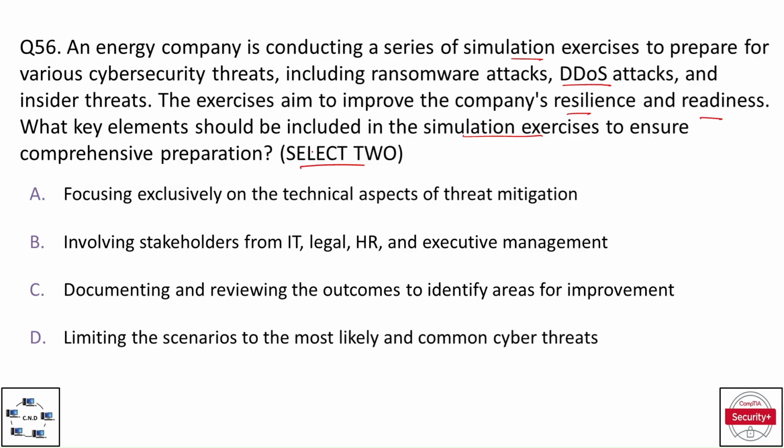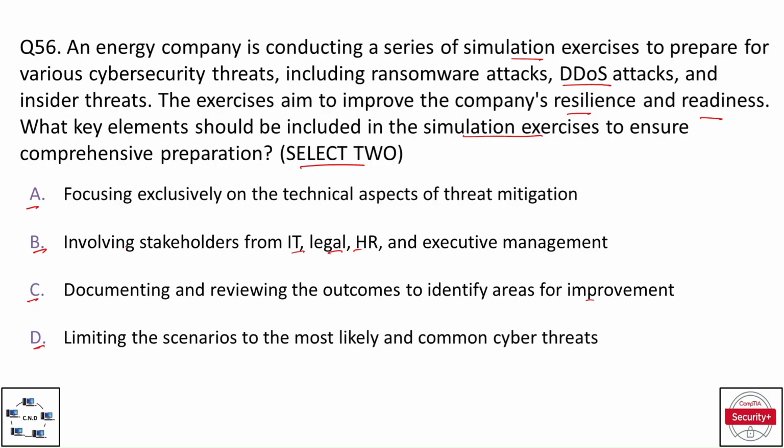And again, we have to select two options, and the options are: option A, focusing exclusively on the technical aspects of threat mitigation. Option B, involving stakeholders from IT, legal, HR, and executive management. Option C, documenting and reviewing the outcome to identify areas for improvement. And option D, limiting the scenarios to most likely and common cyber threats.